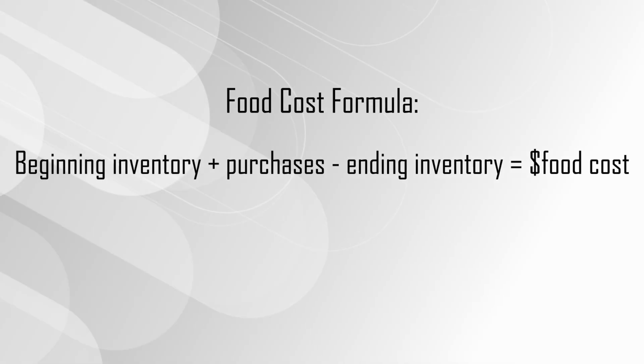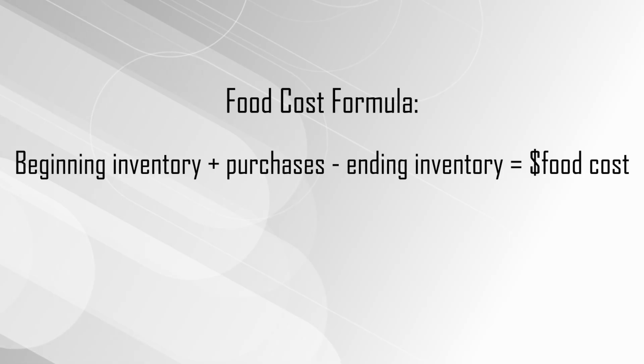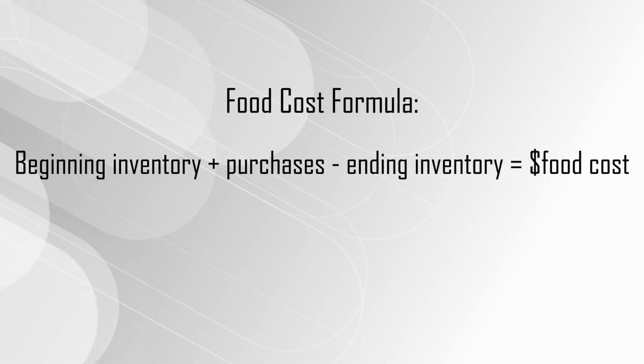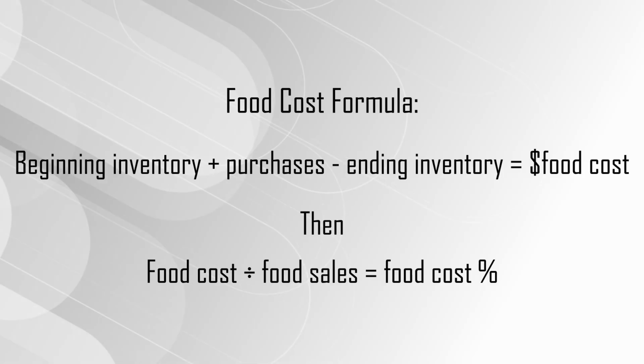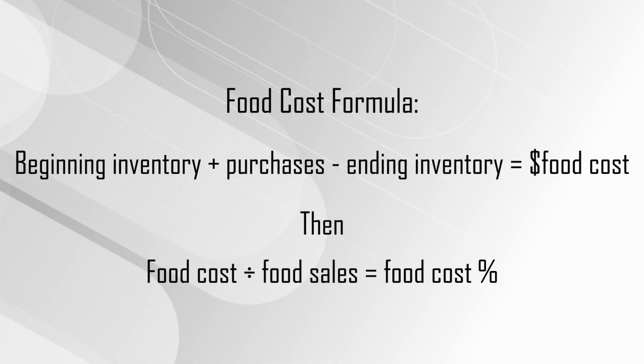Here's the formula that restaurants use to figure out their food cost for any given period. Beginning inventory plus purchases minus ending inventory equals food cost for the period. Then, your food cost for the period divided by your food sales for the period equals your food cost percentage. I know that sounds like a lot, but let's put it into real life perspective.